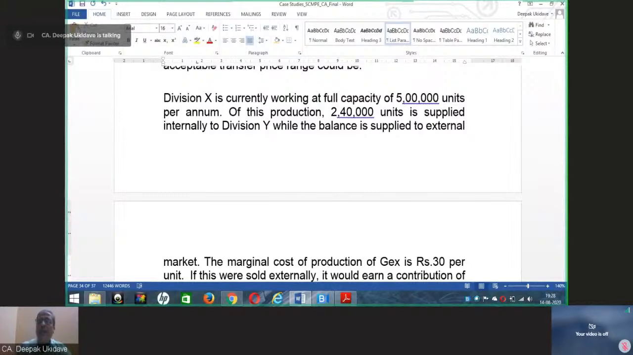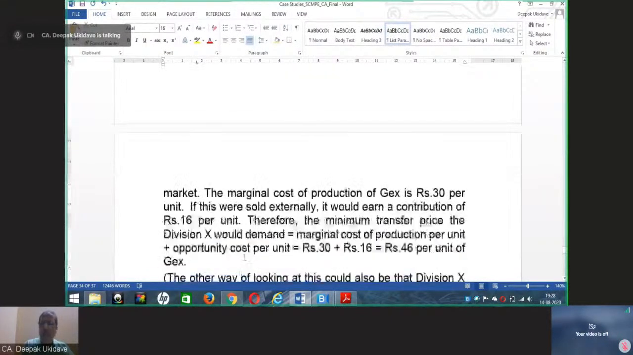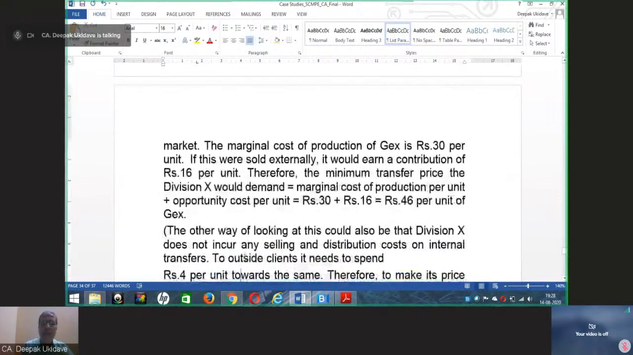In fact, of this production, 2,40,000 units is supplied internally to division Y, while the balance is supplied to the market. So the marginal cost of production of checks is rupees 30 per unit. If this were to be sold externally, it would earn a contribution of rupees 16 per unit. See, you discuss it the other way: had you catered to the market instead of the internal customer, you would have earned a contribution of 16 rupees per unit.